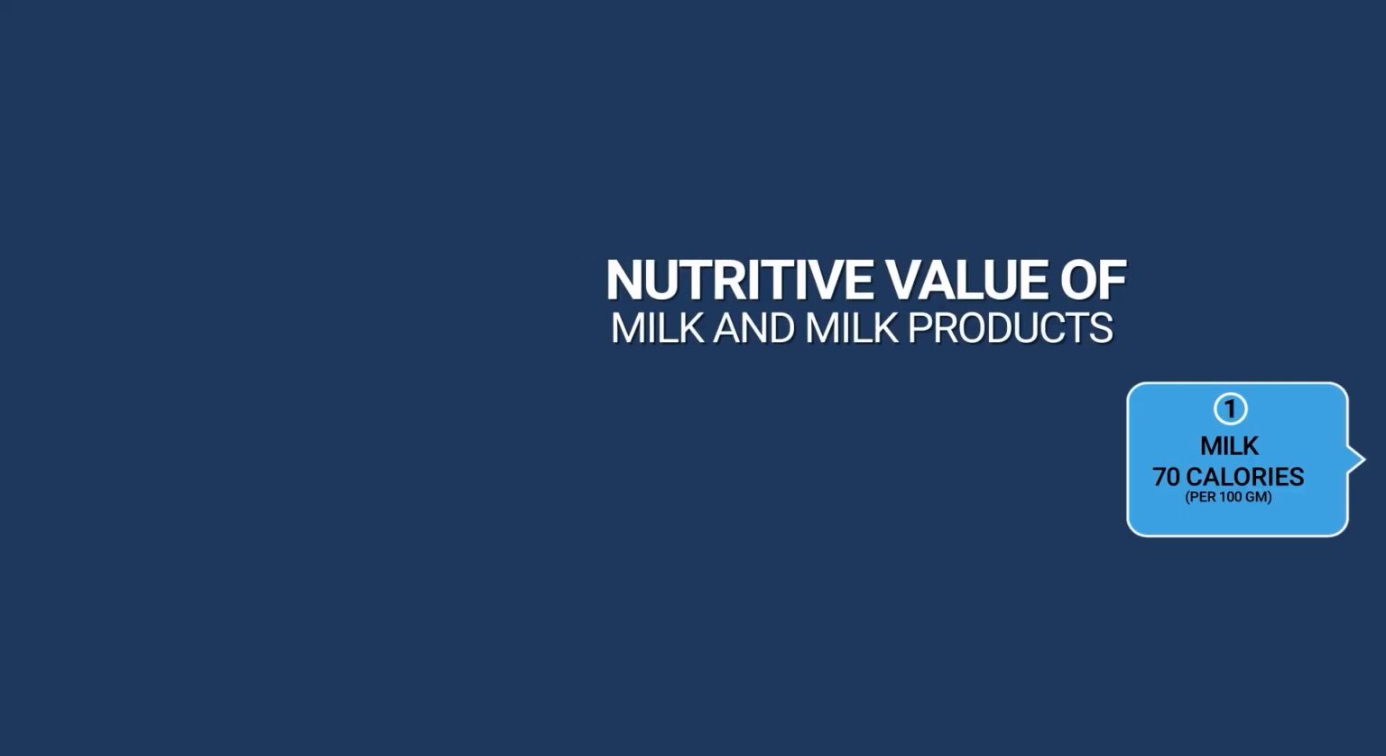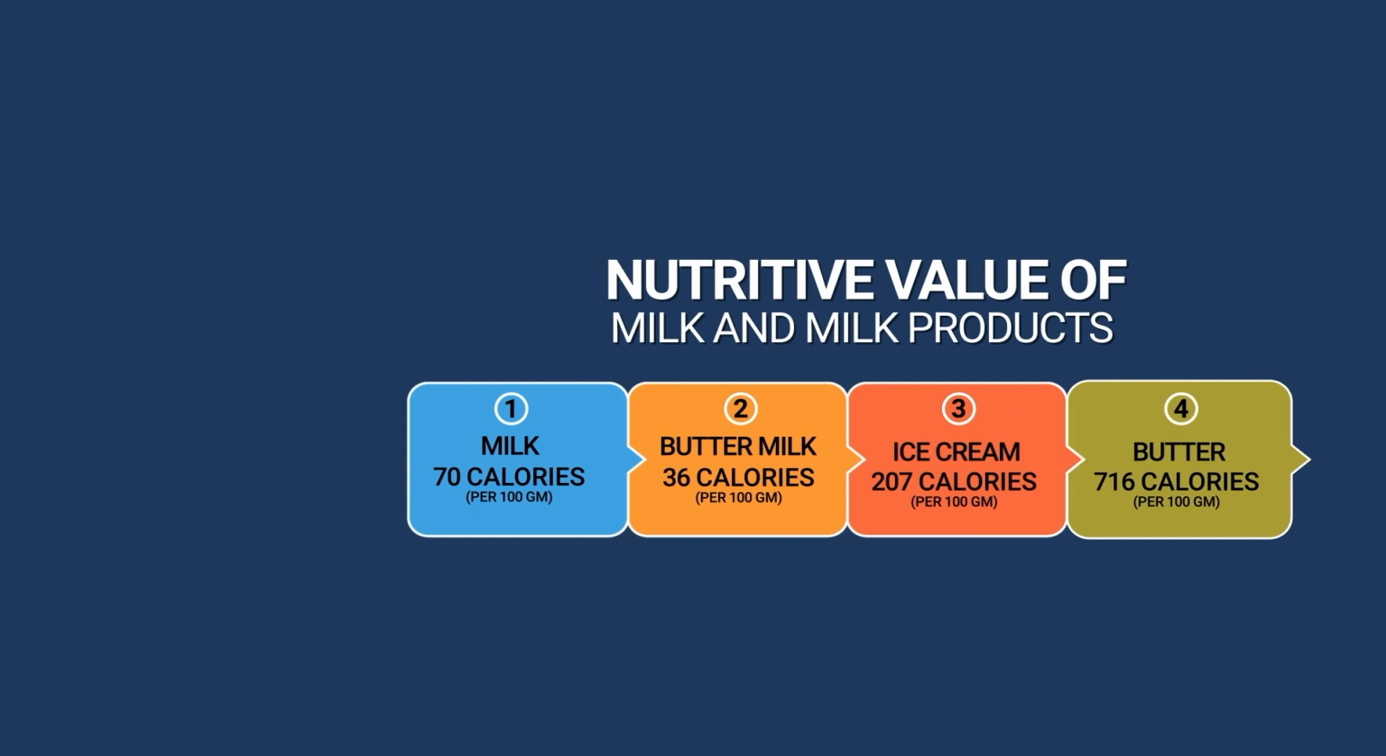Now, what is the nutritive value? When you take 1 glass of milk, 100 gram, it will give you 70 calories. One glass of buttermilk gives you 36 calories. Ice cream 207, butter 716. So, depending upon your calorie requirement, you can take the type of milk product.